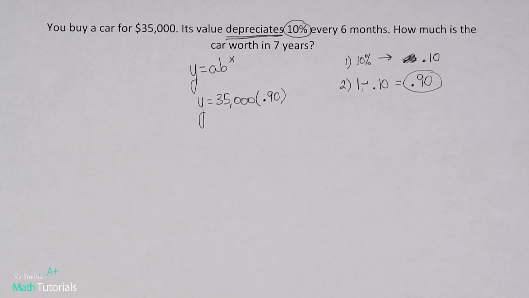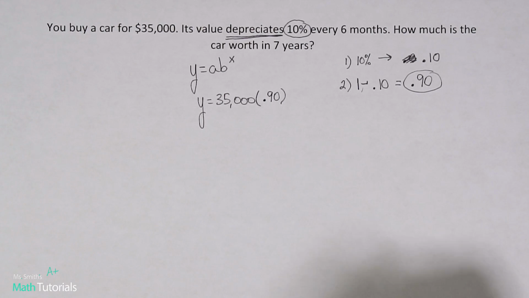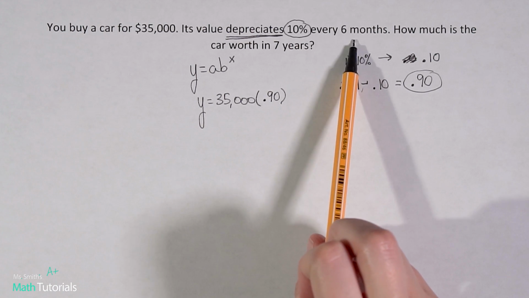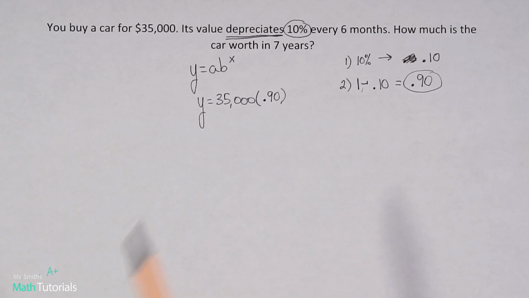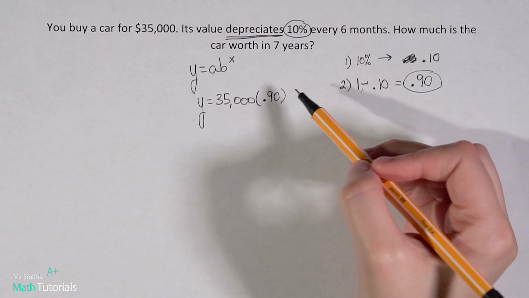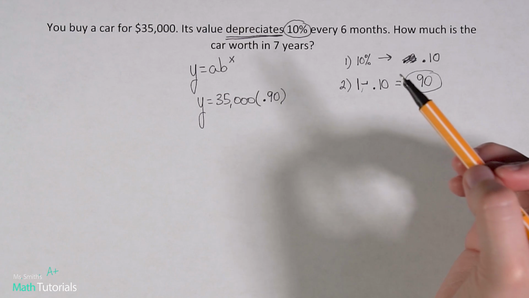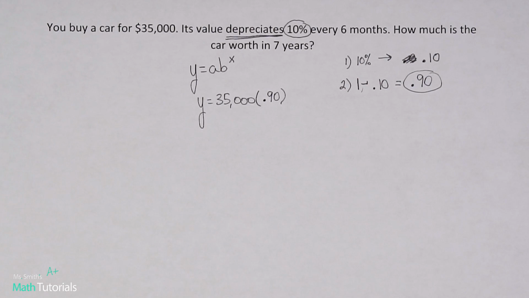All right, now our time here, we've got to be very careful. It's easy to make a mistake here. It says the value depreciates every 6 months. How much is the car worth in 7 years? So I know it's so tempting to just skip, and I almost did just a second ago, and write 7. But that's not accurate, okay? Because it's 10% every 6 months, not every year. So we've got to think about this.